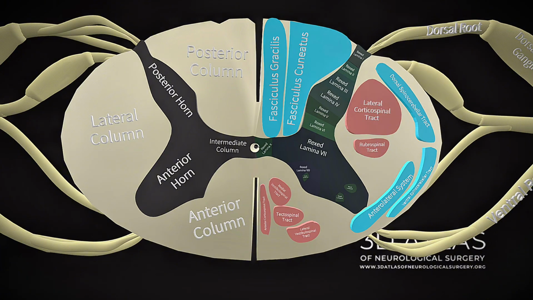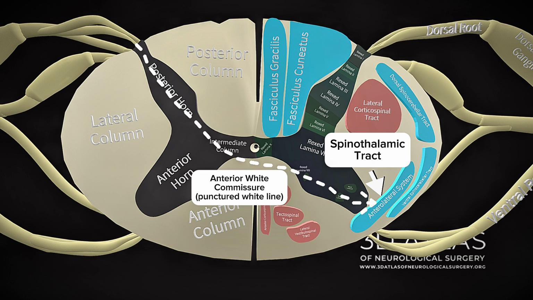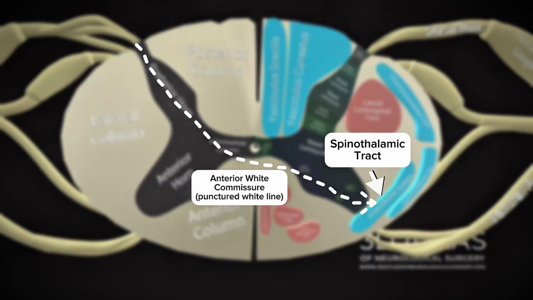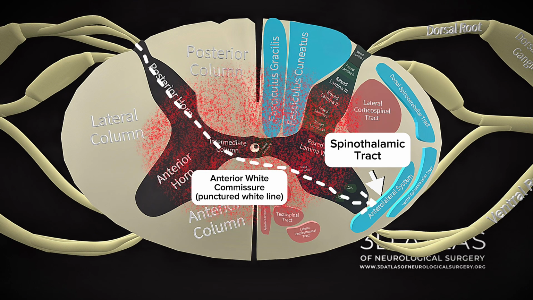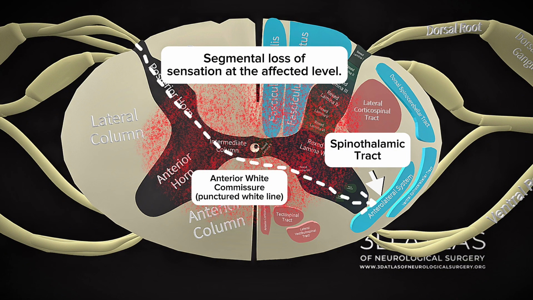Sensory findings in central cord syndrome are variable but also anatomically predictable. The spinothalamic tract fibers, which carry pain and temperature sensation, cross the midline through the anterior white commissure, a structure located centrally within the cord. Injury to this region disrupts the decussating fibers, producing bilateral segmental loss of pain and temperature sensation, often in a cape-like distribution over the shoulders and upper limbs.